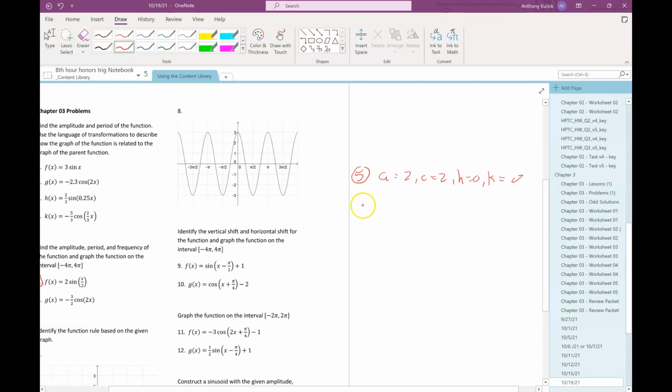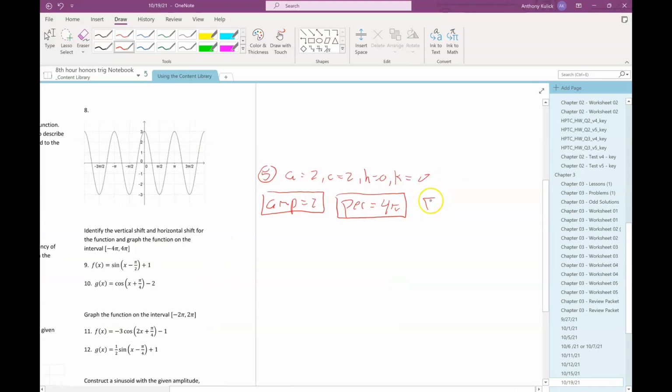Okay. From there, I know the amplitude is the absolute value of A. So the amplitude's 2. I know the period is 2 pi times C, or the absolute value of C, excuse me. So that's just going to become 4 pi. And I know the frequency is just the reciprocal of the period. So that's 1 over 4 pi. So far, so good. Okay.